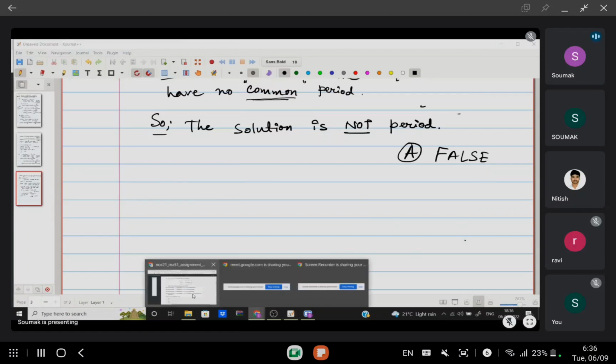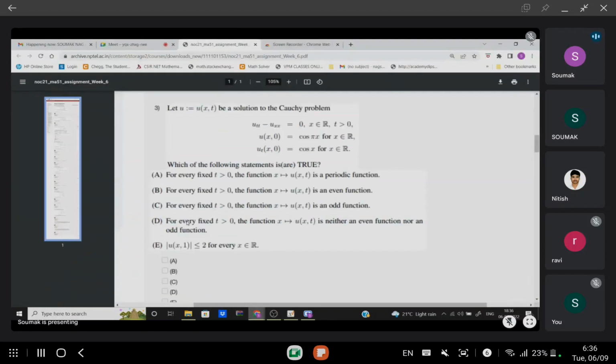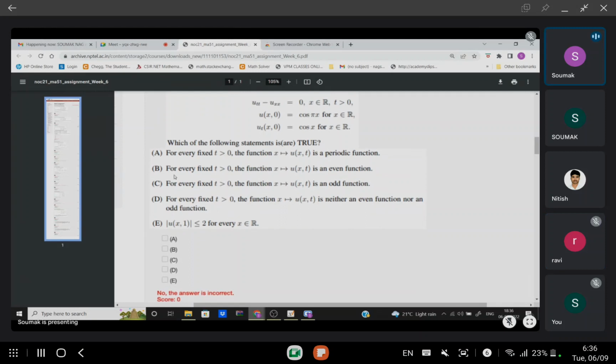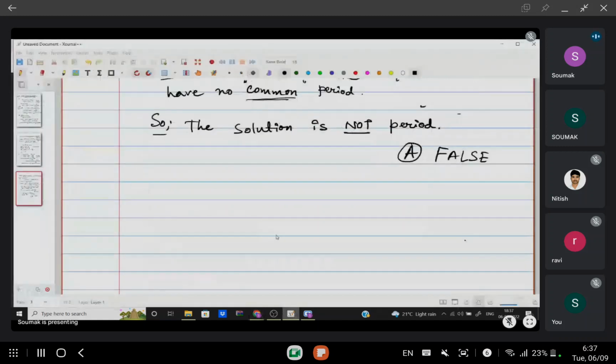So I'll move to option B. Can you see the question? You have to find whether, for every fixed t, u is an even function or not. Is the question visible? Yes, sir. Okay, so I already wrote the solution u in terms of cos pi x and sin x. The first option is false, u is not periodic. You have to tell for every fixed t whether u is an even function or not. What is an even function, do you know? Any one of you?